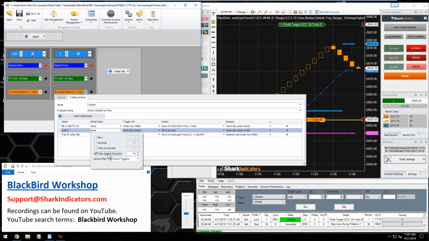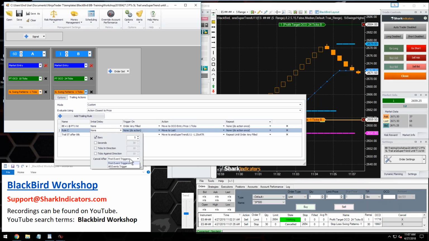But instead of doing that, you might as well just put your stop loss at whatever you set the ticks against direction to. So that's not really practical. Now the bars delay, well, that's just counting bars. It doesn't matter if it's a profitable bar or an unprofitable bar. Let's see.